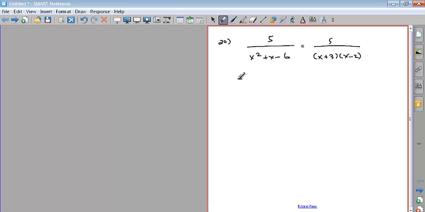So the idea is to take this form and make it into two simpler fractions. And this will be useful in calculus because we're always trying to manipulate the equations so that they are solvable. And this is not solvable, but those are solvable.